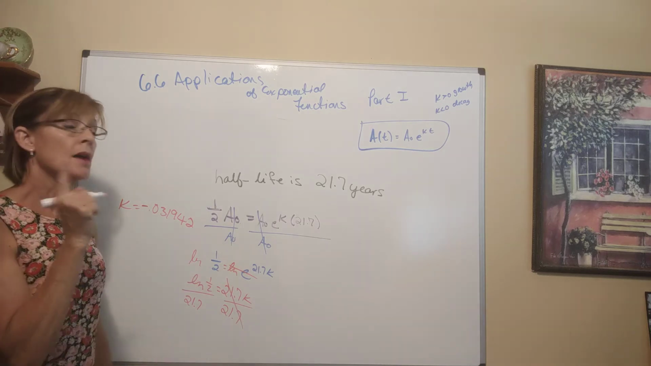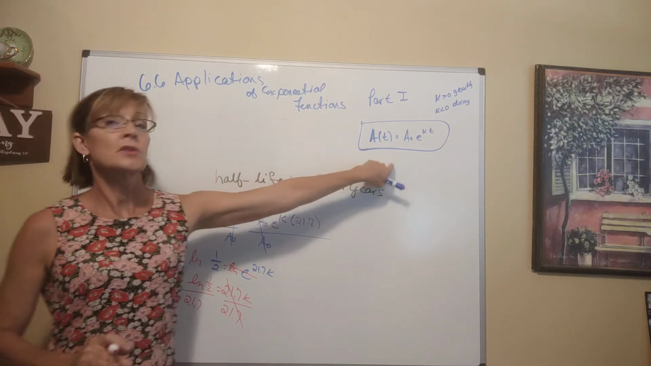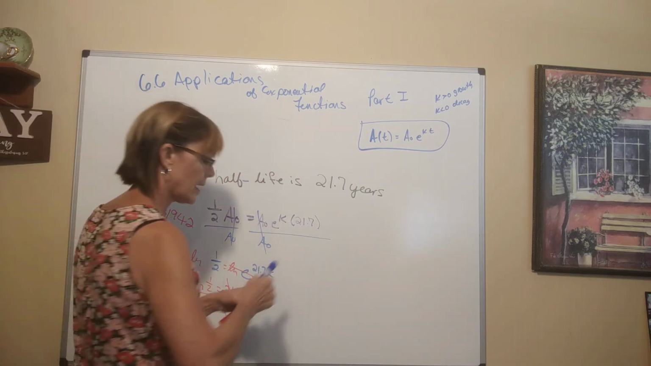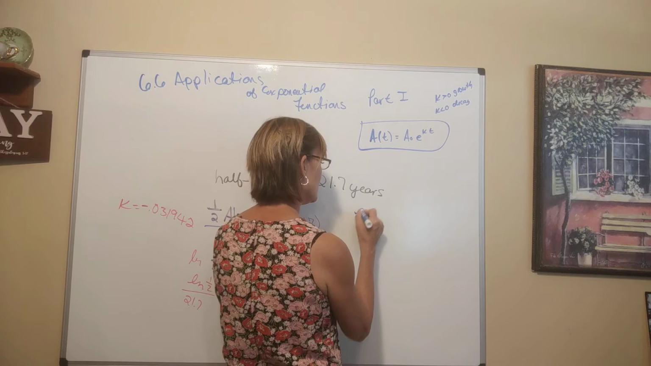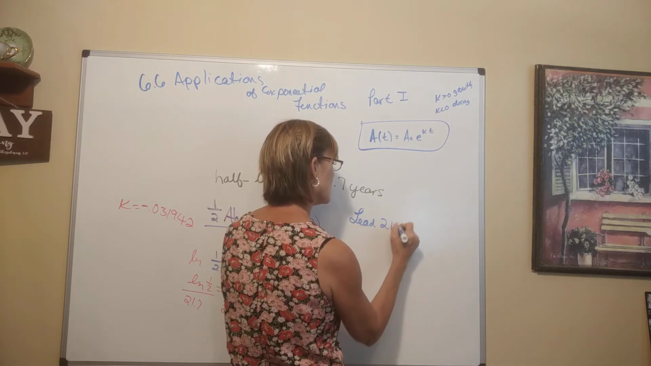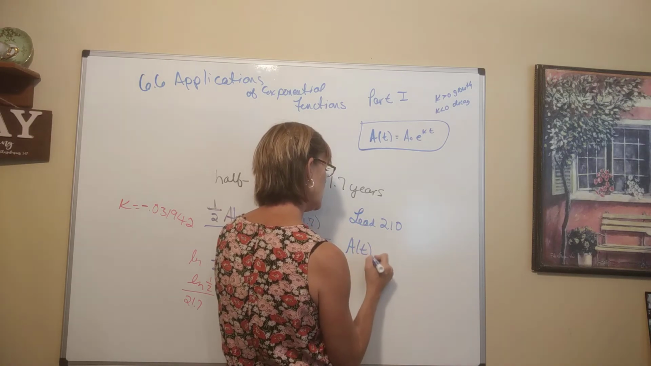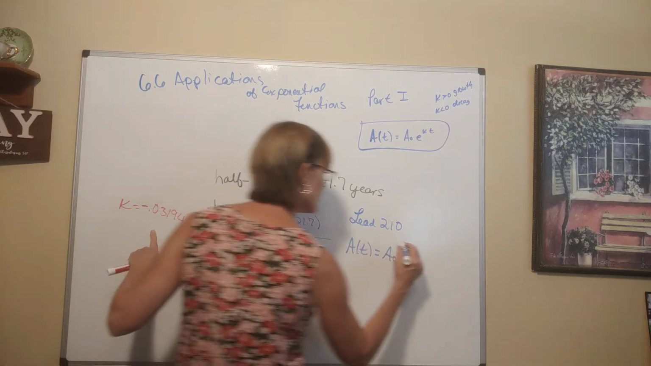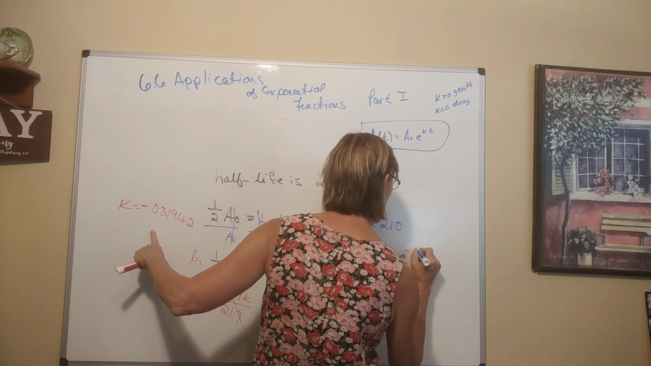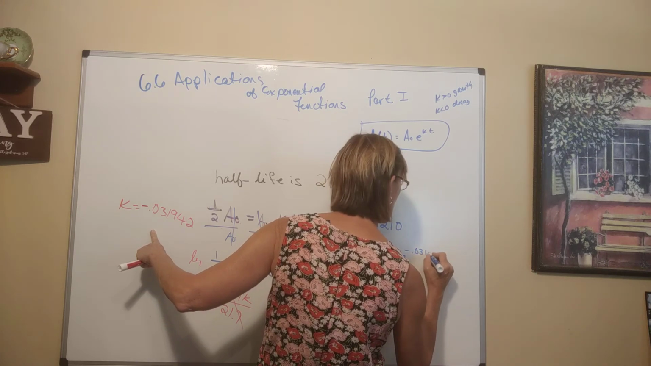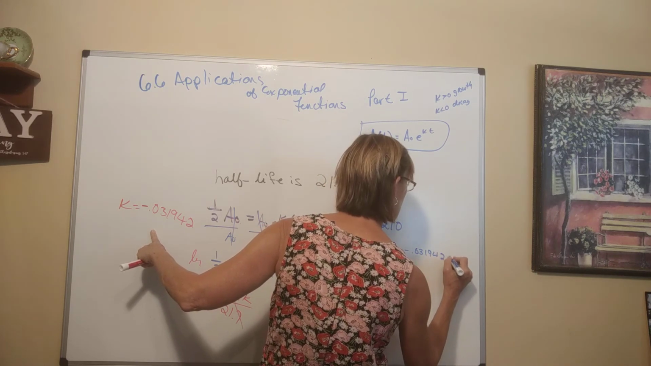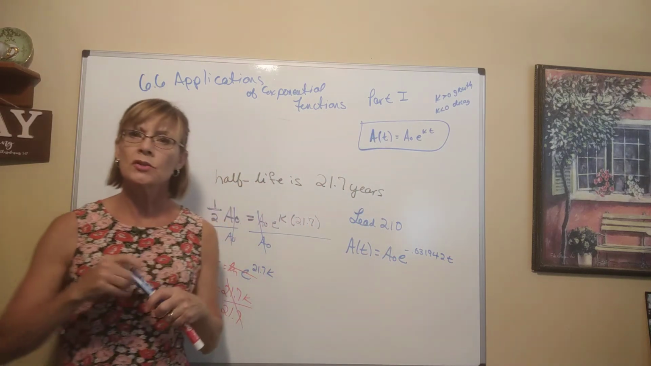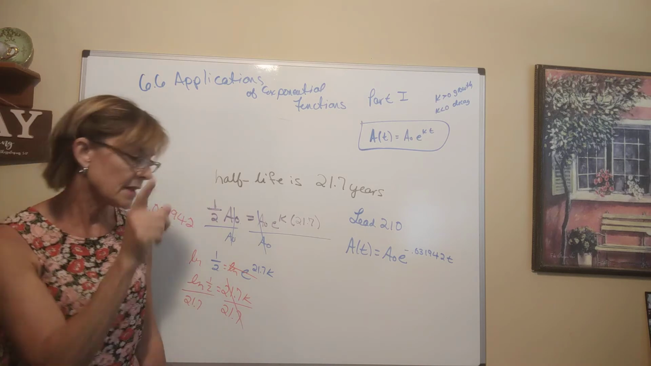Now, job number 1, write the exponential decay model. It looks like this. A of t, this is for lead, I think that's Pb, lead-210, I'll just call it that. A of t is equal to the initial amount times e raised to the negative 0.03194 times t. This is part A, the exponential decay model for lead-210. Now let's answer a couple of questions.